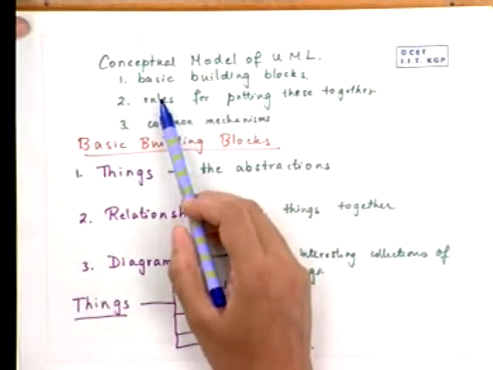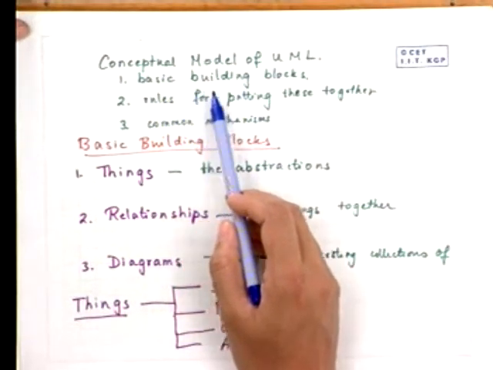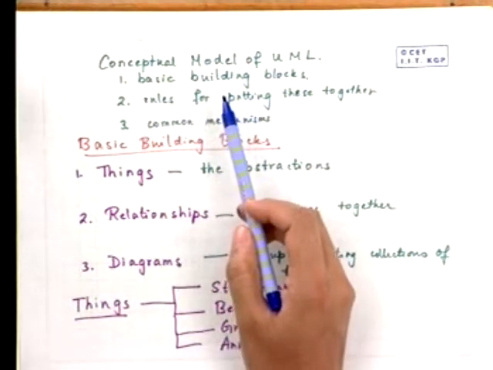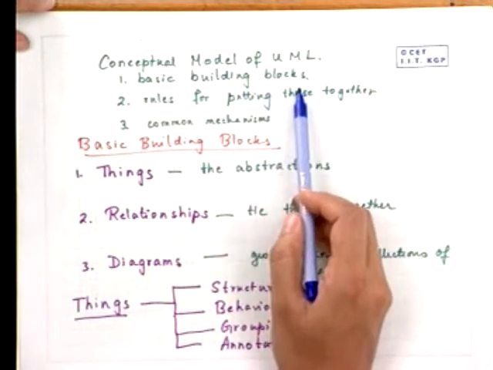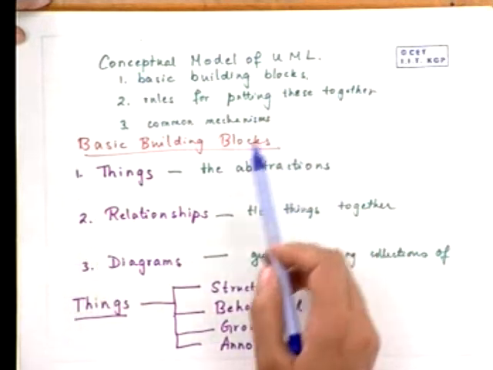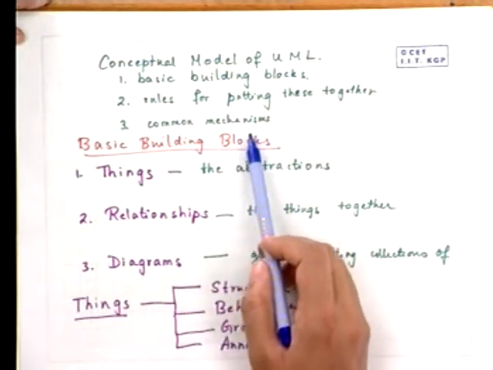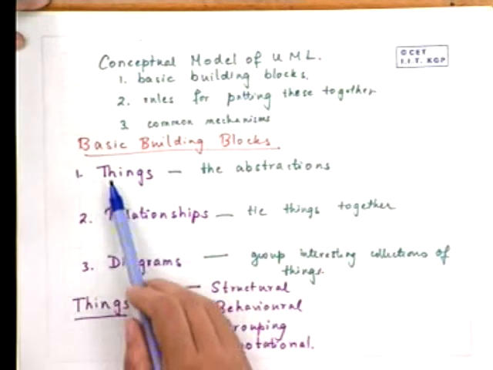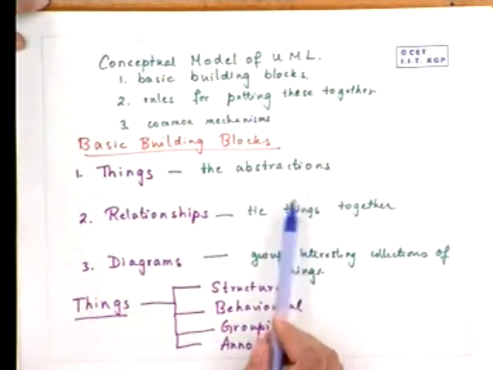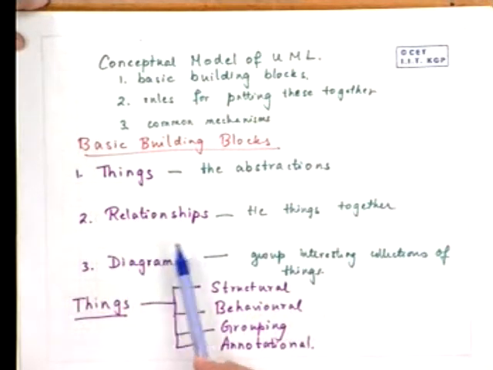So we have looked at the basic components of the conceptual model of UML. It consists of three things. Number one, the basic building blocks. Number two, rules for putting these building blocks together, and some common mechanisms. The basic building blocks are: number one, things or the abstractions. Number two, relationships which tie these things together. Number three, diagrams that group interesting collections of things.